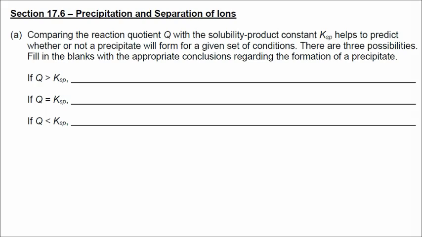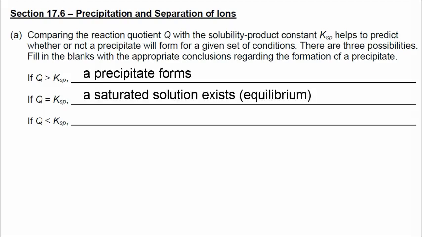If your Q is greater than Ksp, you have gone beyond the saturation point, and you would have a precipitate form. If the Q is exactly equal to Ksp, then you're currently at a saturated solution. You have the equilibrium. You're on the verge of producing a precipitate, but it hasn't happened yet.